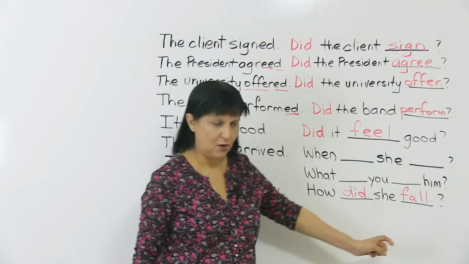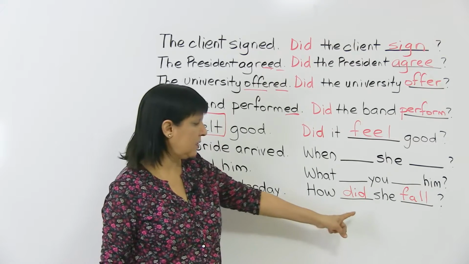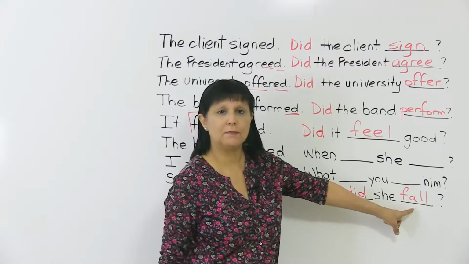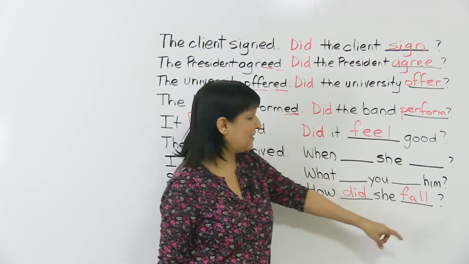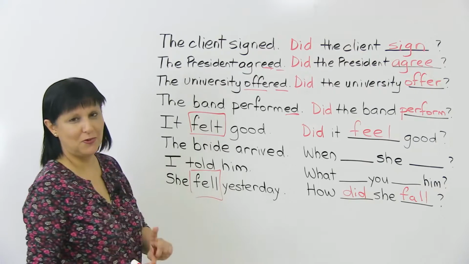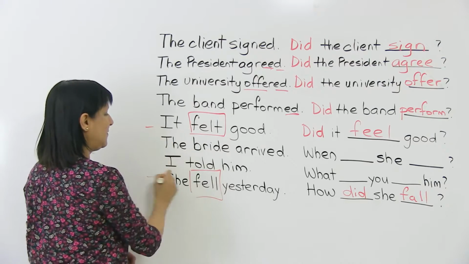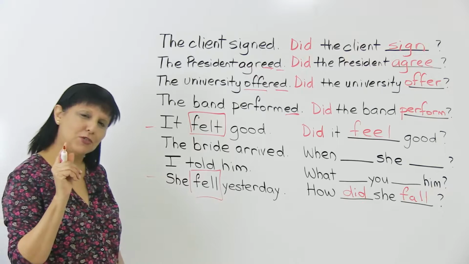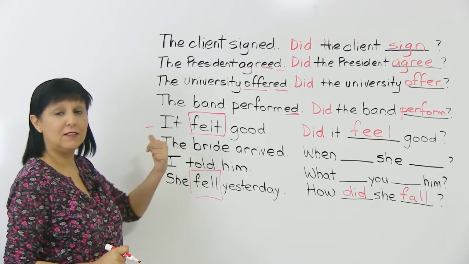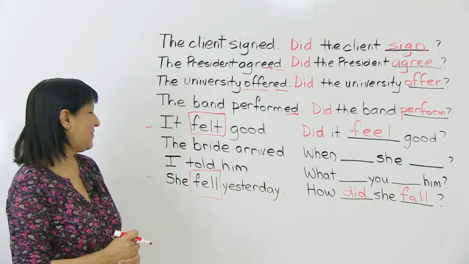Very good. So the question becomes, how did she fall? All right, because when we have the question word, we still need to add did, and then we come back to the base form of the verb. Okay, how did she fall? All right, so remember these two, okay, people? Students always confuse these two verbs, so make sure you don't do that. Fall, fell, feel, felt. All right, very good.